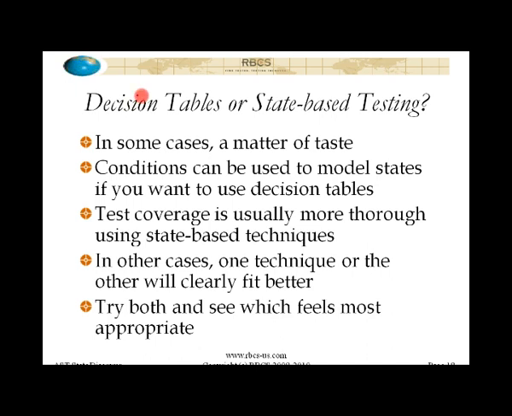So that's the general rule of thumb. It's not hard and fast by any means, but it's a good general rule of thumb. Transactional systems are decision tables, non-transactional systems are state diagrams.